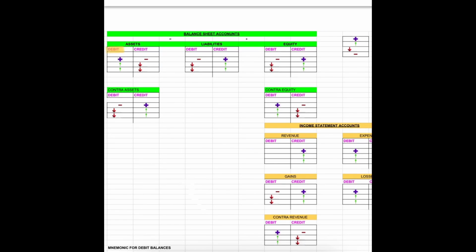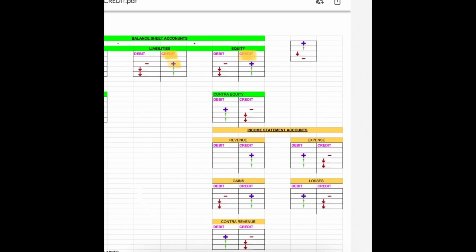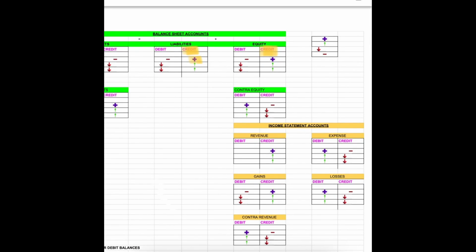And talking about the contra assets, for liability and equity, their increases will be on the debit side. So if the equity is increasing on the credit side, where will the increases happen? On the contra equity account, on the debit side.